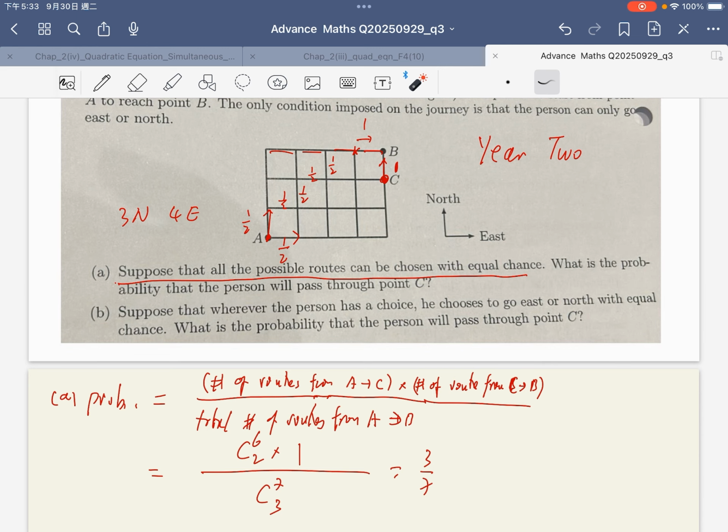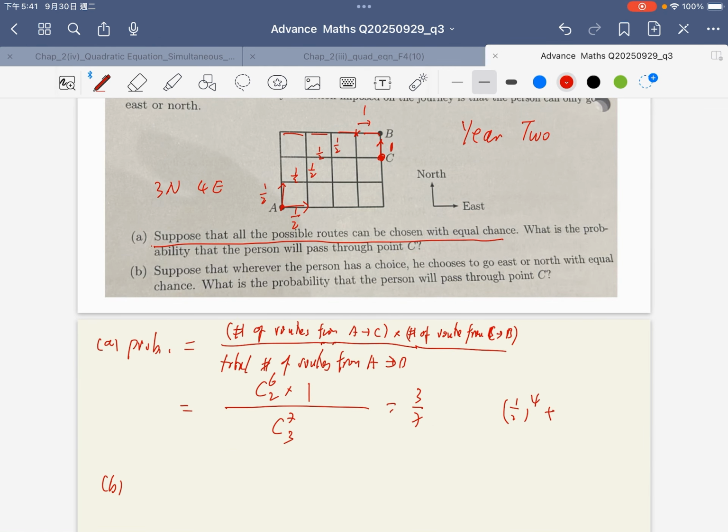Let's go into detail on how to handle this problem. Let's observe something. If we go east with 1 over 2, east 1 over 2, east 1 over 2, east 1 over 2, this route is 4 east and then 4 north. The probability of this route is 1 over 2 four times, and then 1, 1, so it is 1 over 2 to the power 4.